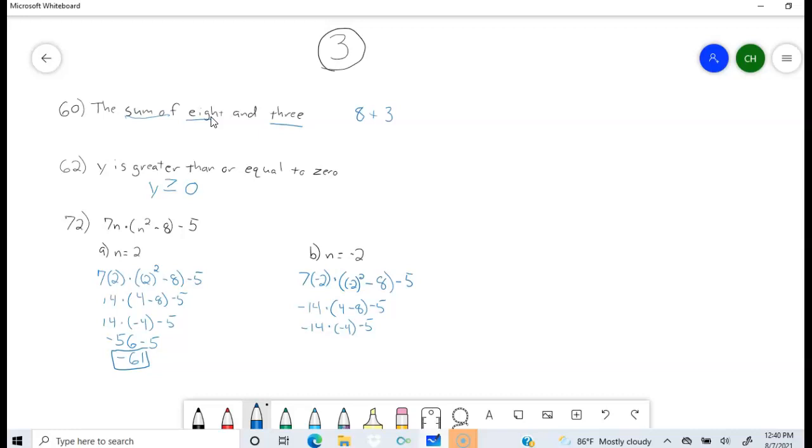Negative 14 times negative 4 is positive 56 minus 5 is positive 51. Easy to get lost in those if you don't use those sets of parentheses for your variables, especially with those negatives.